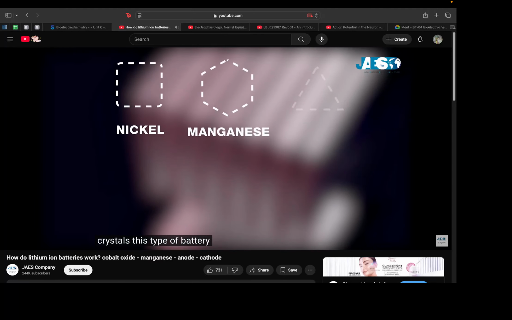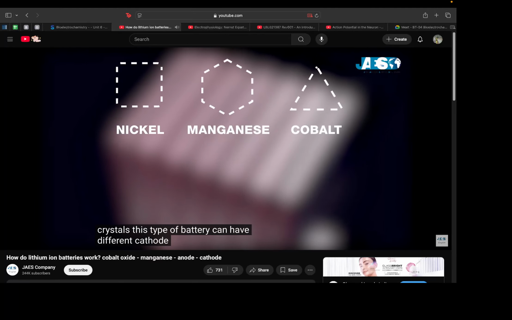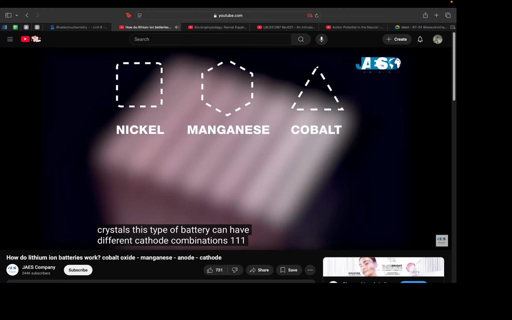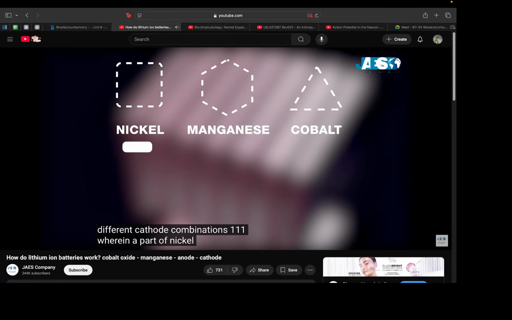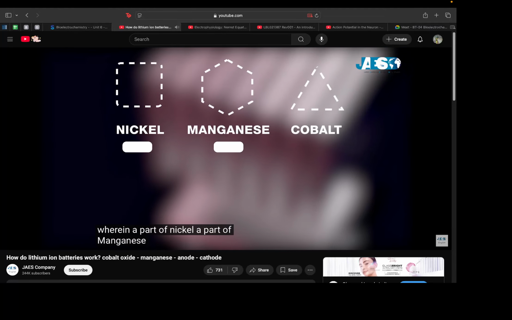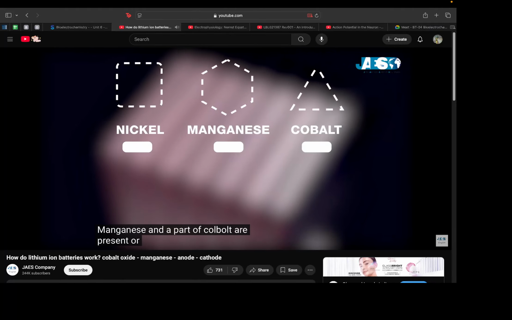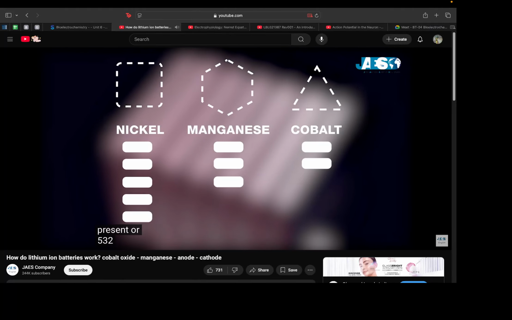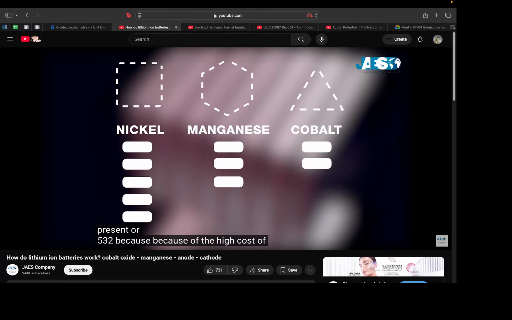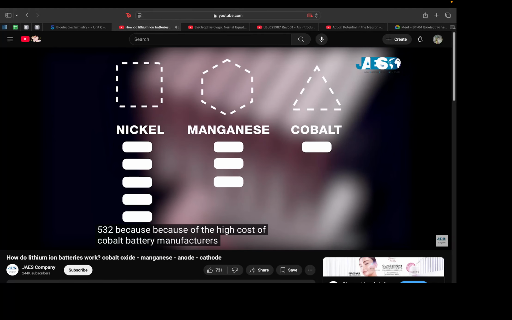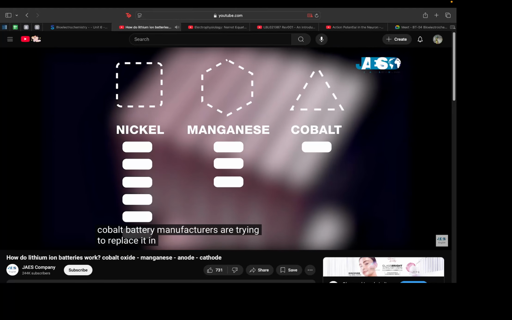This type of battery can have different cathode combinations: 1-1-1, wherein a part of nickel, a part of manganese, and a part of cobalt are present, or 5-3-2. Because of the high cost of cobalt, battery manufacturers are trying to replace it in favor of nickel.